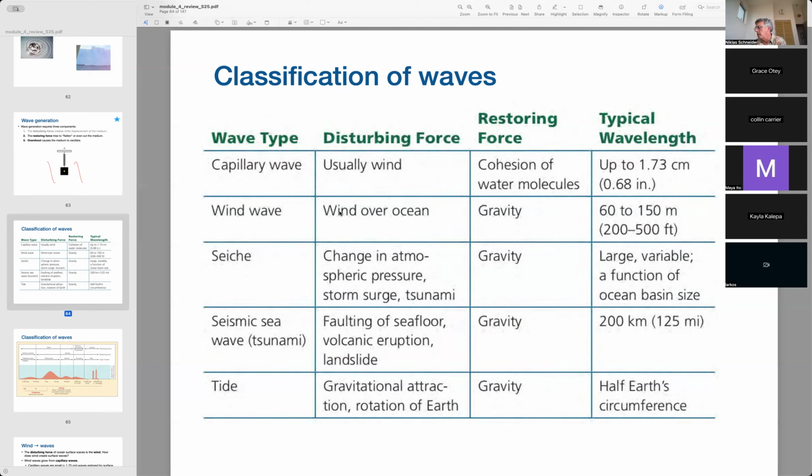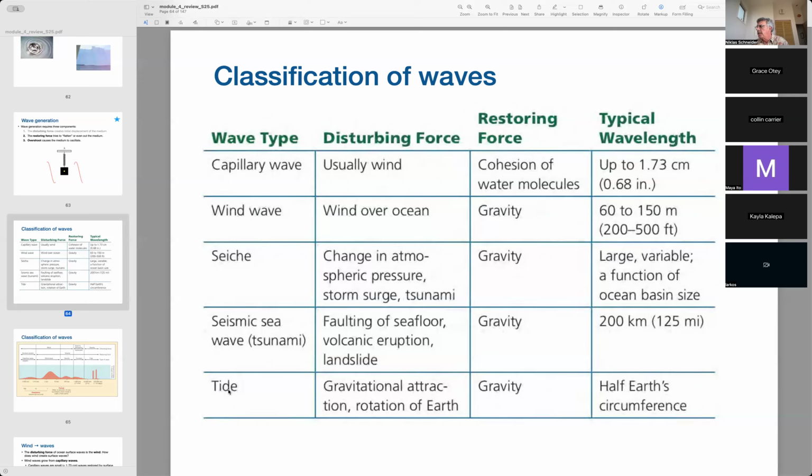Wind waves, as the name says, are generated by the winds. The restoring force is gravity. Tsunamis are generated by faulting movements of the seafloor, volcanic eruptions, or landslides. Again, their restoring force is gravity. They're typically associated with very different wavelengths, as we discuss in a minute. Wind waves are 60 to 150 meters, something like this. The tsunamis are very long, hundreds of kilometer wavelengths.